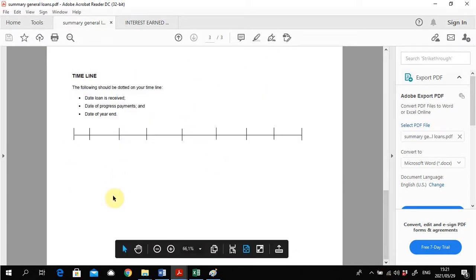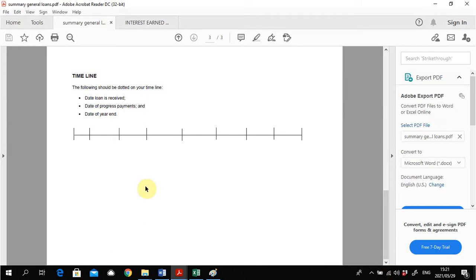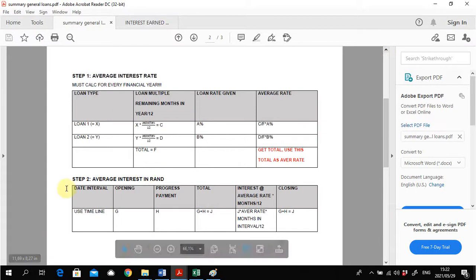Then in terms of the timeline, it is quite important for general loans, and you will also use the same timeline when you are calculating your interest earned. For the timeline, you need to dot the following. You need to dot the date on which your loan is received, the date of progress payments, and then the date of year end. These three things need to be jotted onto your timeline in order to be able to identify the date intervals that are used under this heading for step 2.